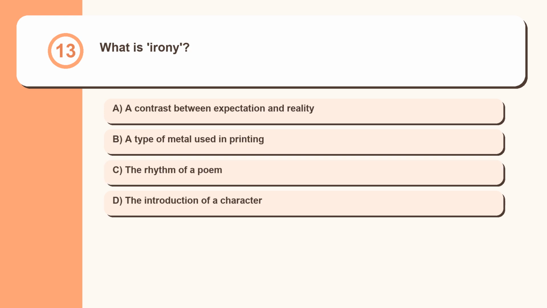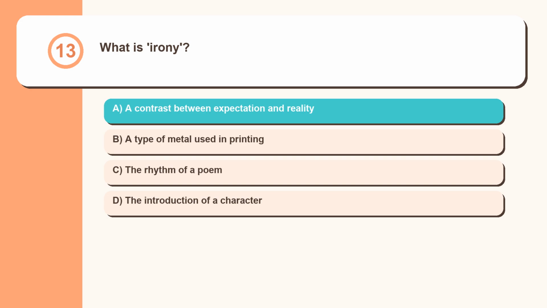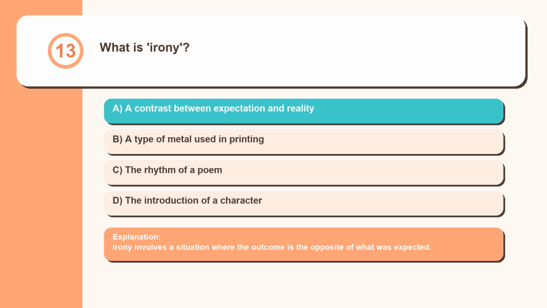Question 13. What is irony? A contrast between expectation and reality. A type of metal used in printing. The rhythm of a poem. The introduction of a character. Irony involves a situation where the outcome is the opposite of what was expected.